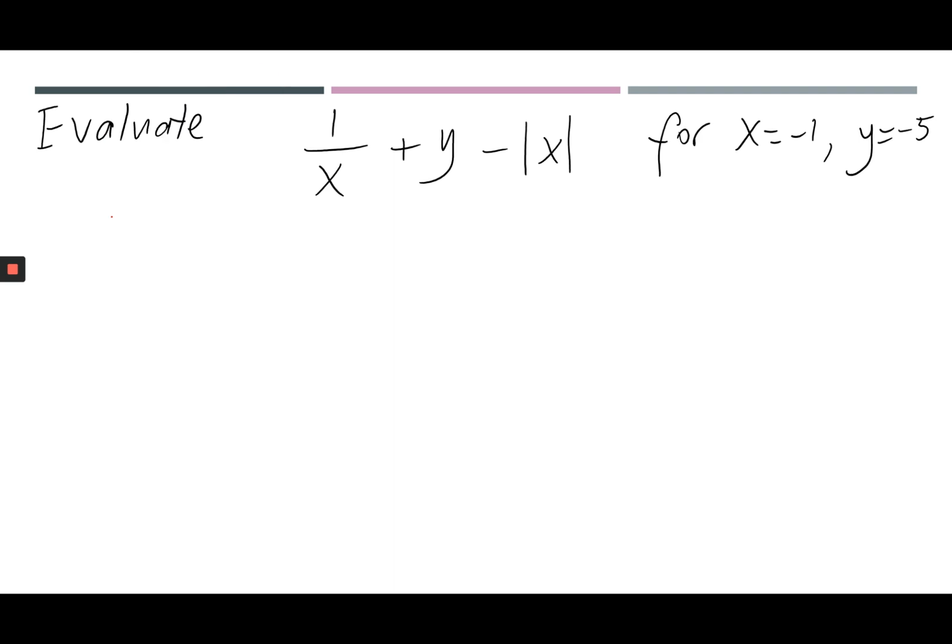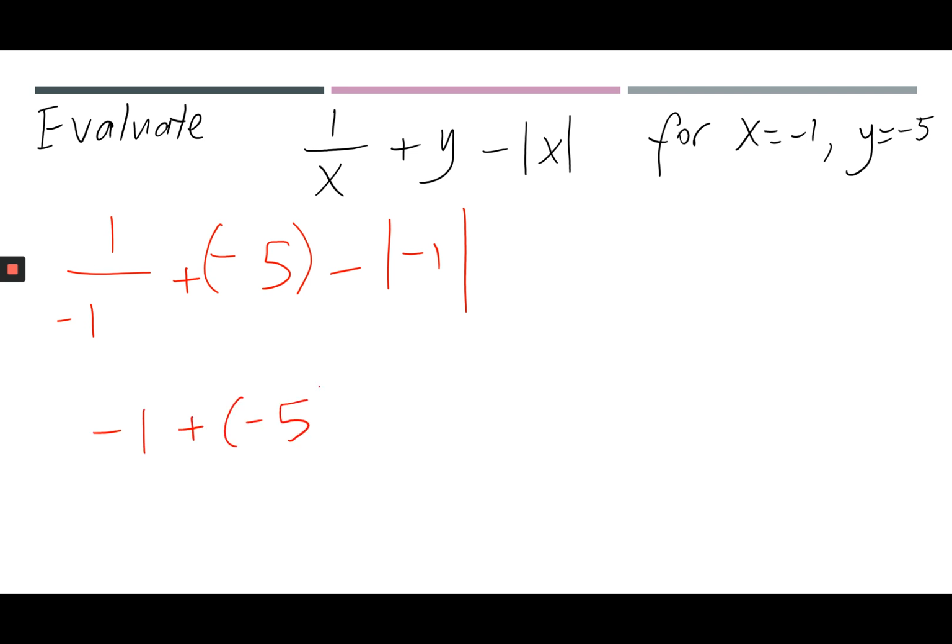X is -1, 1 over -1 plus y is -5. All right, and minus absolute value, x is -1. All right, so 1 divided by -1 is -1, and plus -5 minus absolute value of -1 is 1. So -1, -6, -7 is my answer.